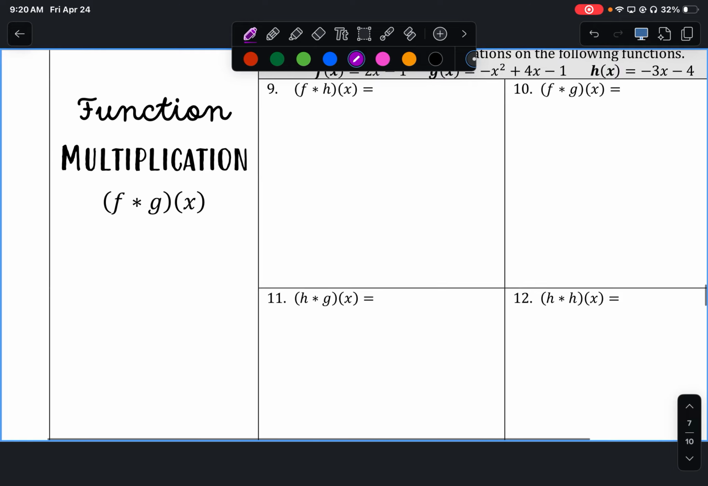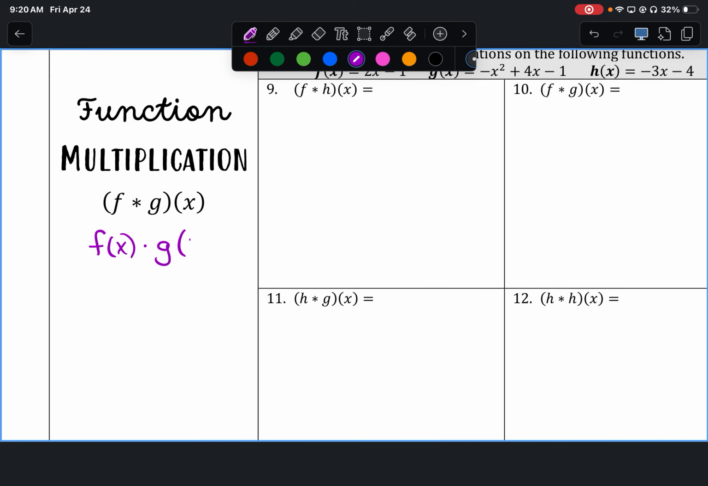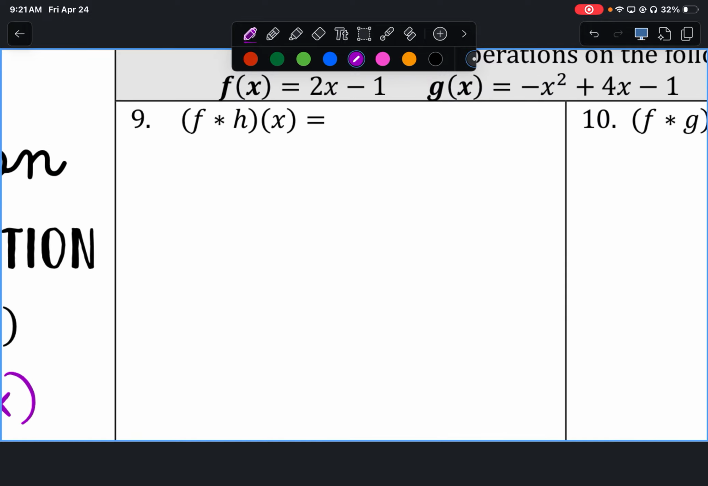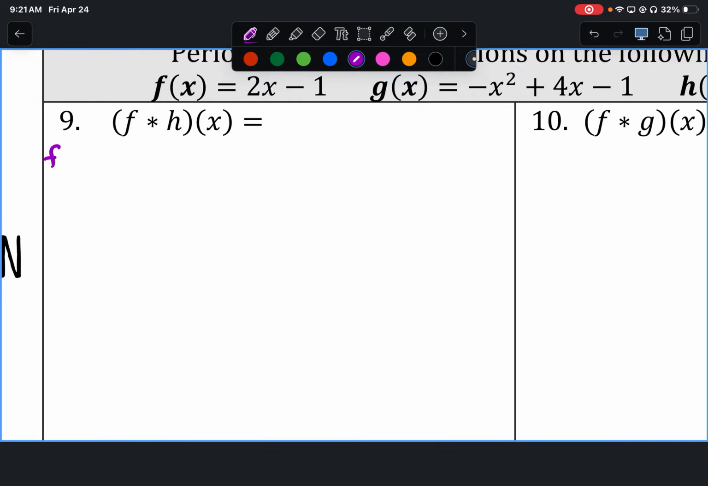For function multiplication, it is still the same thing. We are just now multiplying instead of adding or subtracting, right? So it says f times g of x. We're going to rewrite that as f of x times g of x. Again, it gives us f, g, and h, and we are going to use that to multiply these functions. So for number 9, we have function f of x times function h of x.